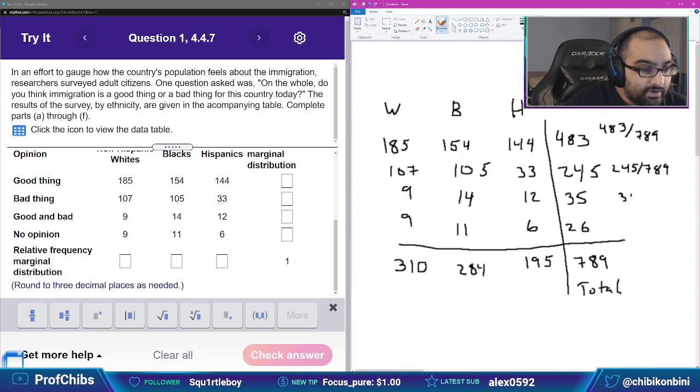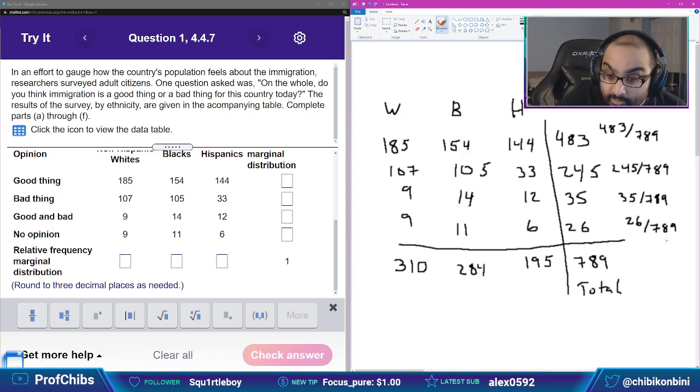We're going to do 35 out of 789. Again, I'll be writing down these decimals here in just a second. 26 out of 789. Austria and some parts of Germany are pretty bad. I'm going good though. Good.